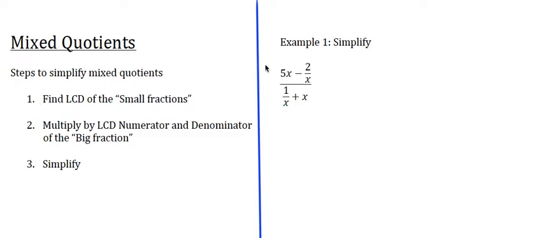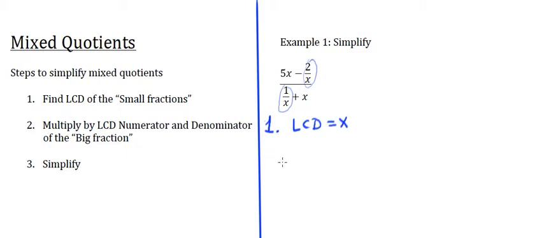All right, let's see how this works via this example number one. Suppose they say simplify (5x minus 2 over x), all that over (1 over x plus x). All right, so step number one, find the LCD of the small fractions, right? These two. What's the LCD of x and x? Well, that is just x, right?